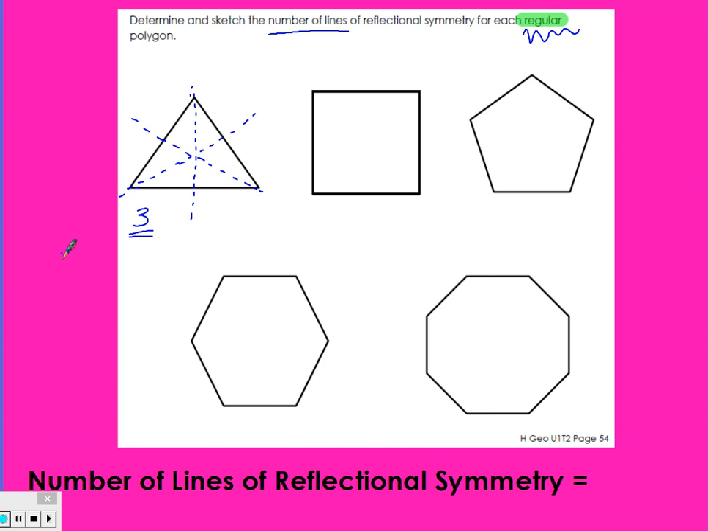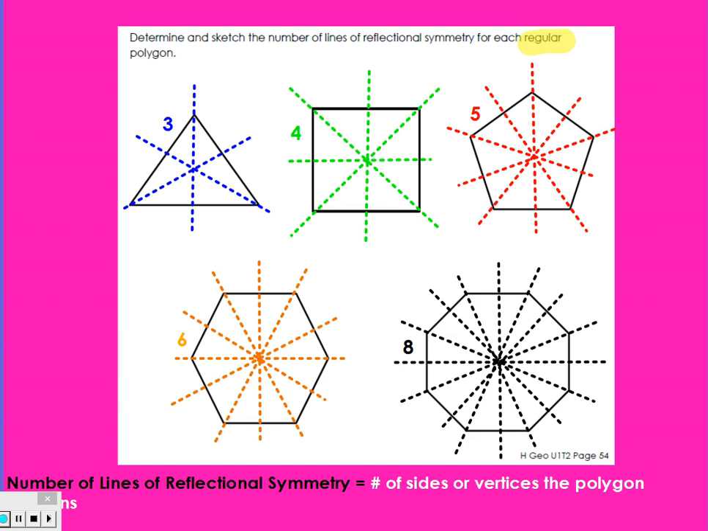All right, hopefully that was enough time. Let's check and see. Did you get that? 3, 4, 5, 6, and 8. Okay, so the number of lines of reflectional symmetry is equal to either the number of sides the polygon has or the number of vertices the polygon has. All right, awesome.